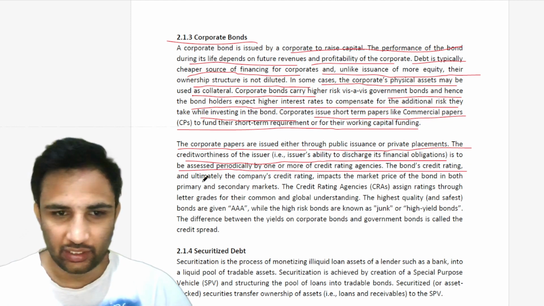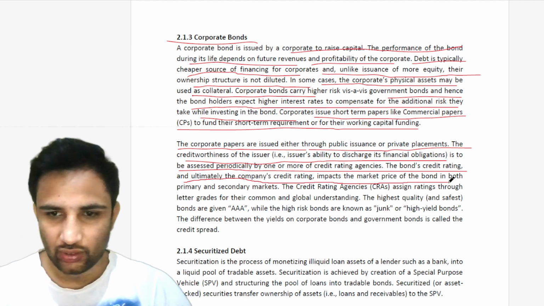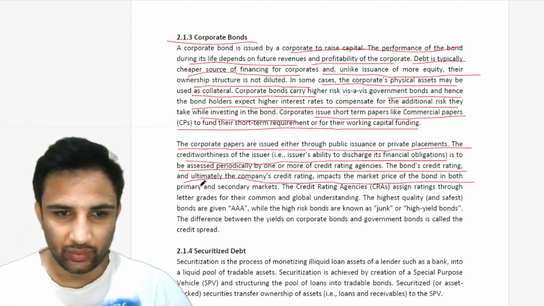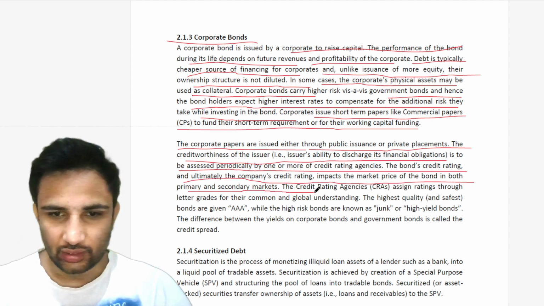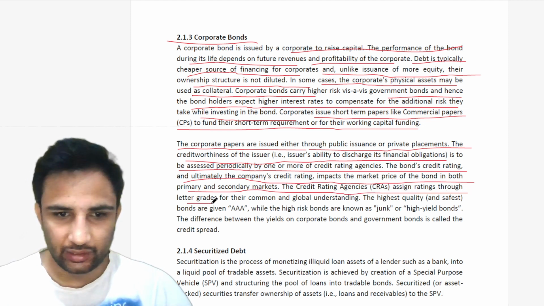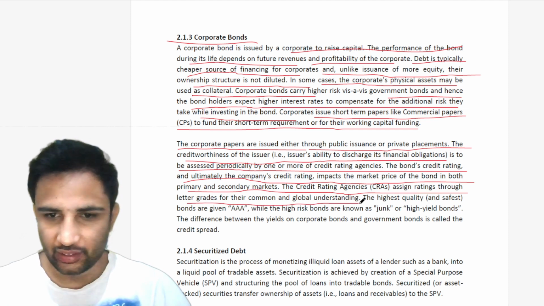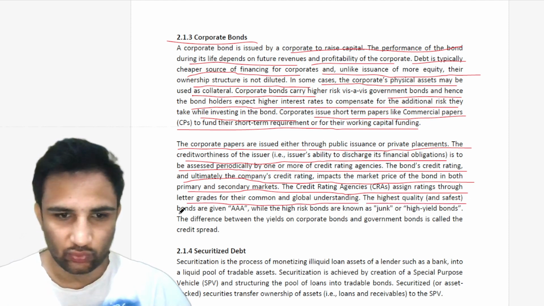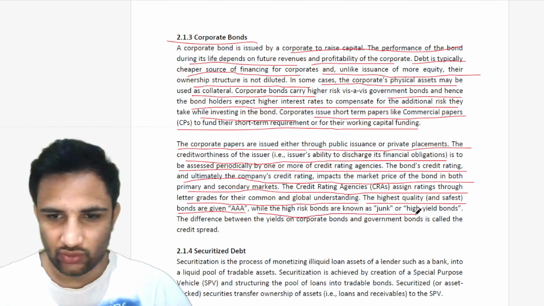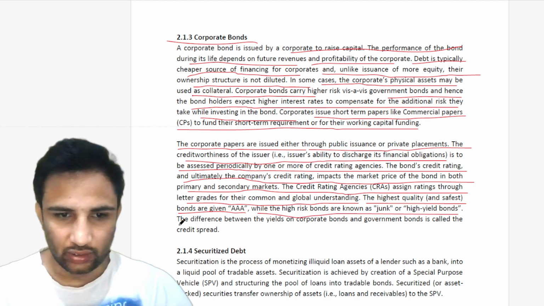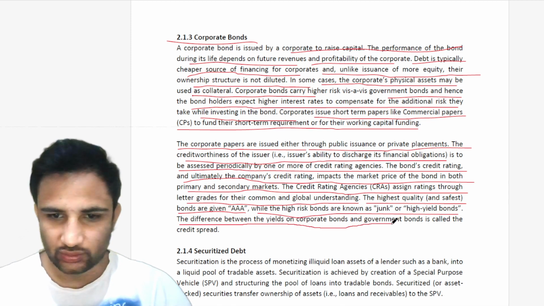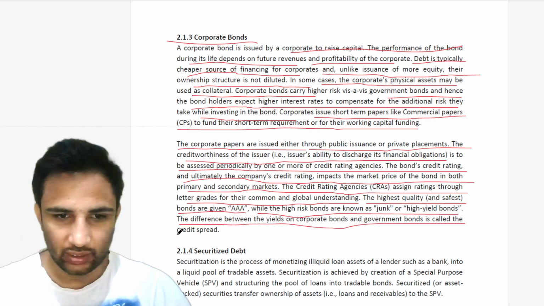The bond's credit rating and ultimately the company's credit rating impacts the market price of the bond in both primary and secondary markets. The credit rating agencies (CRAs) assign ratings through letter grades for common and global understanding. The highest quality and safest bonds are given AAA, while the high-risk bonds are known as junk or high-yield bonds. The difference between the yields on corporate bonds and government bonds is called the credit spread.